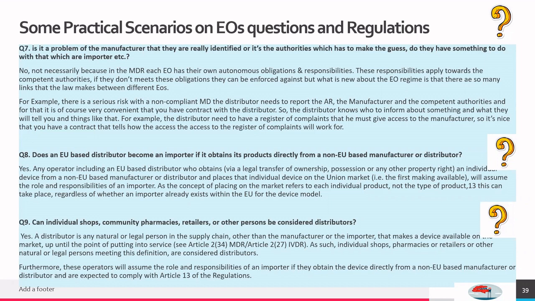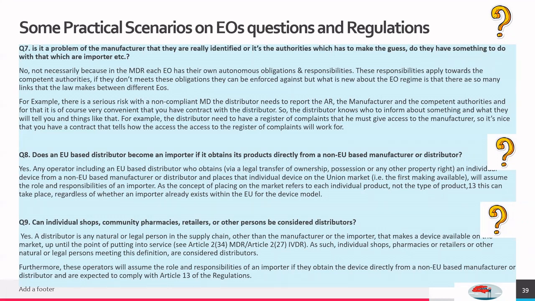But what is new about the EU economic operator regime is that there are so many links that the law makes between different economic operators, as we have discussed before. So, for example, if there is a serious risk with the non-compliance of a medical device, the distributor needs to report to the authorized representative, manufacturer, and competent authority. And for that, of course, it is very convenient that you have a contract with the distributor, so the distributor knows who to inform about something, what they will tell you, and things like that. For example, the distributor needs to have a register of complaints that he must give access to the manufacturer. So it's nice that you have a contract that tells how the access to the register of complaints will work. So this is the answer.